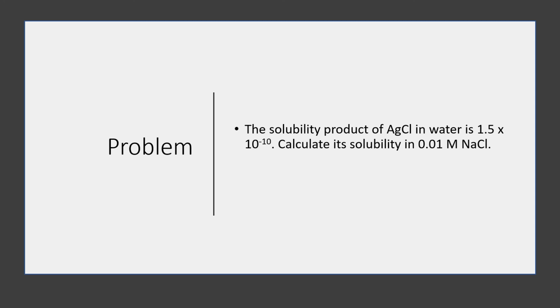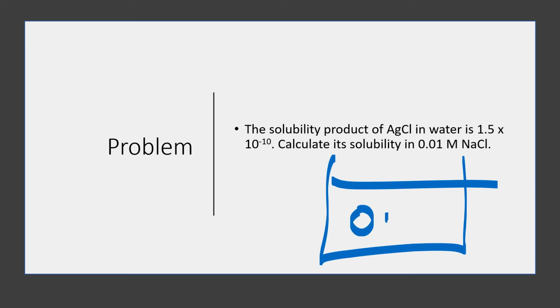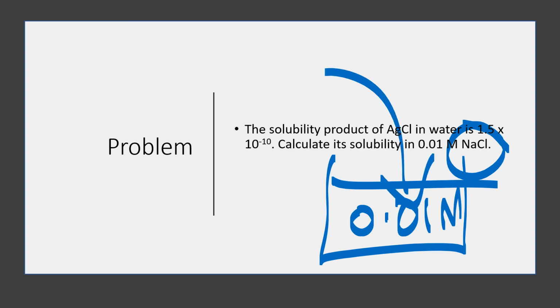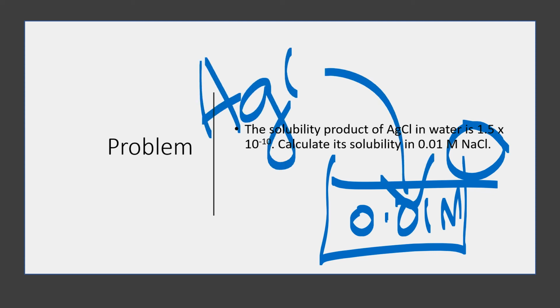Here we have a slightly different problem, which is similar to a Le Chatelier's principle problem. The question is, the solubility product of AgCl in water is 1.5 into 10 to the power of -5. Calculate its solubility in 0.01 mole per liter. So what you really have is a beaker which contains 0.01 molar NaCl, and into that you are adding AgCl. That's what you have.